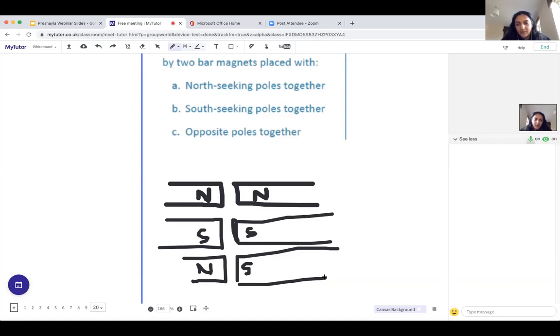So one minute, have a go. If you don't have a piece of paper, try to describe it in your head, or you can put it in the chat if you'd like. How do you think they would look? Try and visualize the magnetic field lines.